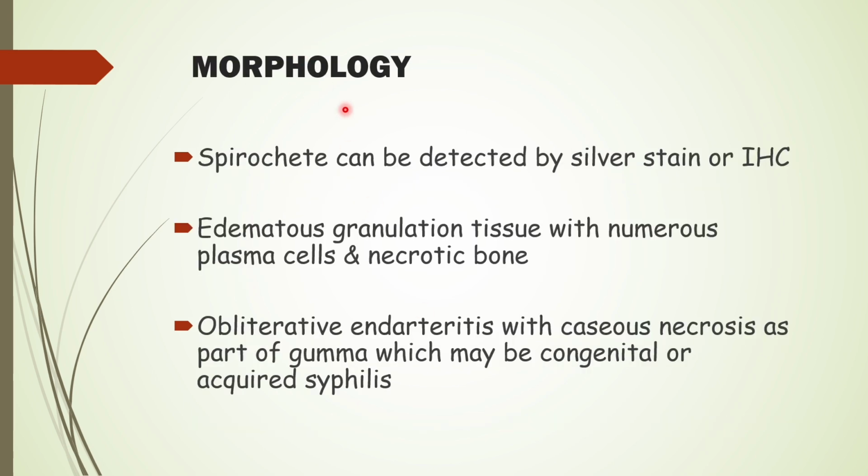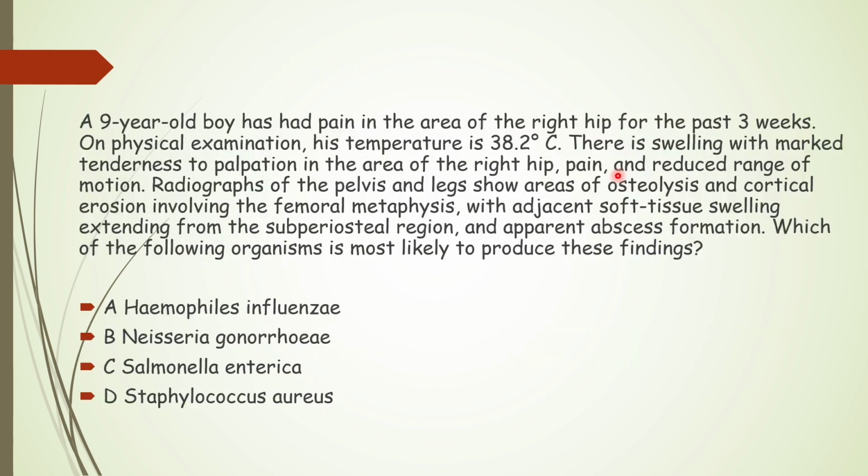If we talk about the morphology, then in syphilis, there is a formation of granulation tissue with lots of plasma cells. That is very characteristic. In syphilis, there is lots of plasma cell infiltration, and as it is osteomyelitis, necrotic bone is seen. Another important key feature is obliterative endarteritis. It means the vessel is infiltrated by inflammatory cells, and there could be fibrinoid necrosis of the vessel wall. So that is the obliterative endarteritis. And if you want to detect the spirochetes within the lesion, then silver stain or IHC can be done.